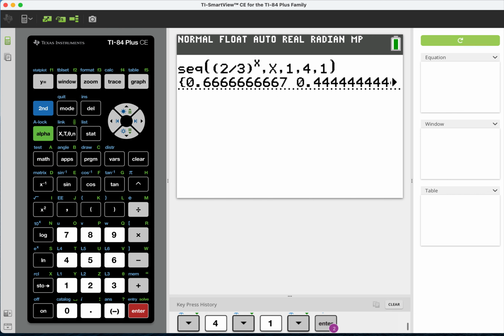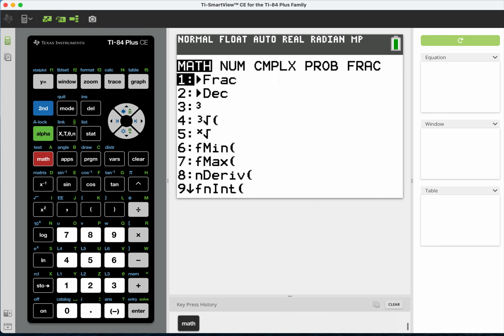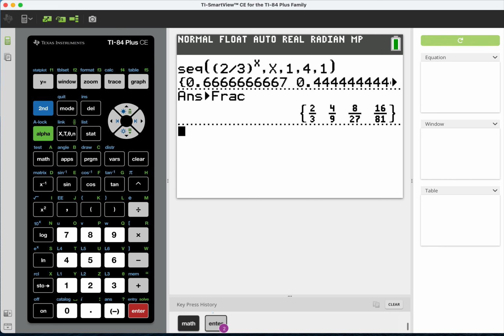And it gave me this bunch of fractions. I can't really see what's going on. You can scroll by hitting your arrows left and right, but I'm going to hit math and then enter to turn this back into a fraction. And here we go. 2/3, 4/9, 8/27, and 16/81, or however you would pronounce that.